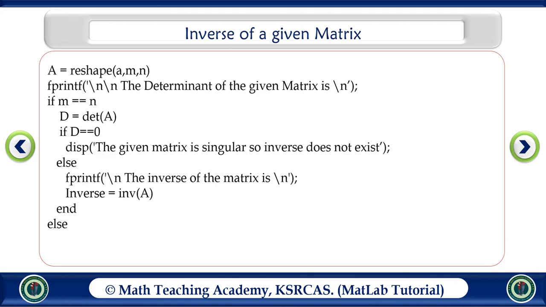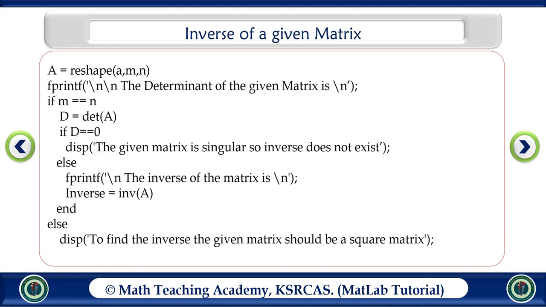Else, that is if m is not equal to n, meaning the number of rows is not equal to the number of columns, then the determinant is not possible. That is why the inverse is also not possible. So it will execute the command disp('To find the inverse, the given matrix should be a square matrix'). What this command will do is the text 'to find the inverse of the given matrix should be a square matrix' will be displayed on the screen. And then finally end.